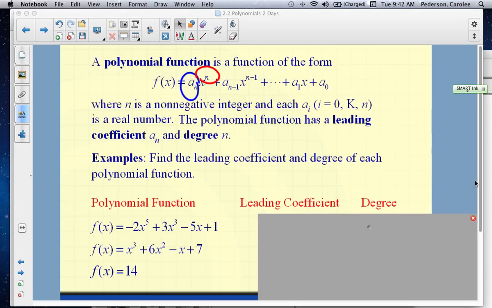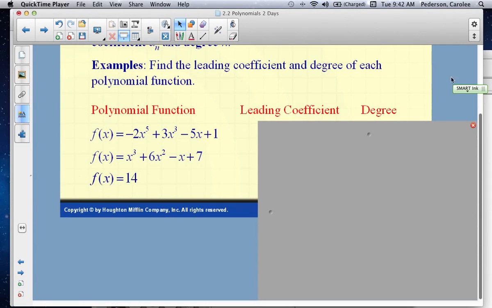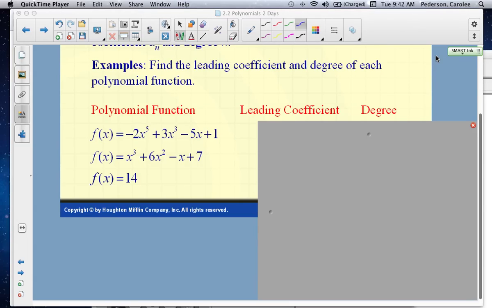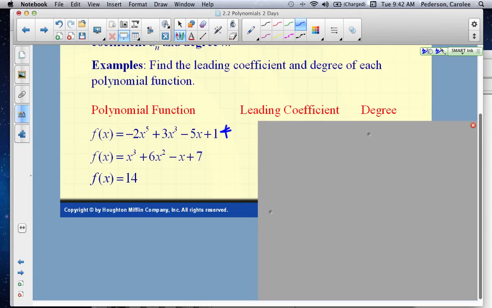In the first example here, moving it down a little bit. The first function, what is the leading coefficient of this first function? What's the leading coefficient? Someone share with me. -2. What's the leading coefficient of that one? 1. So if there's not a number there, then it's 1. And what's the leading coefficient of the last one? We call that kind of a constant. It doesn't have a variable x. That is 14. Okay.